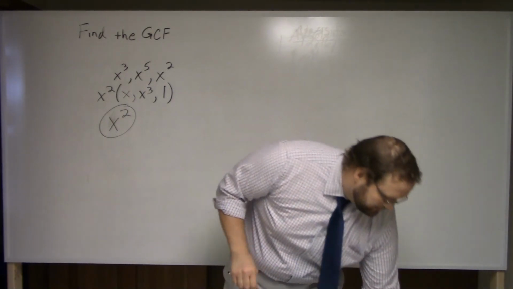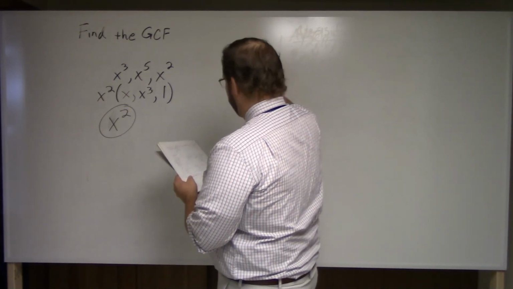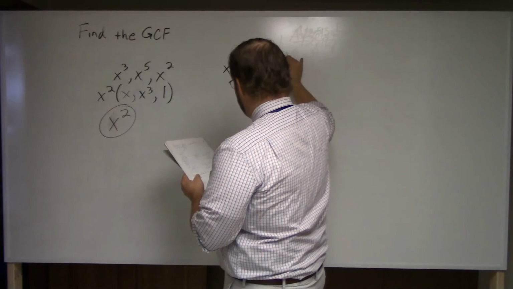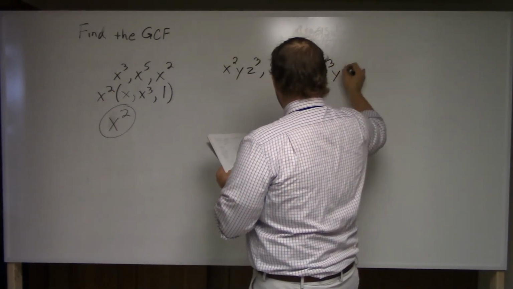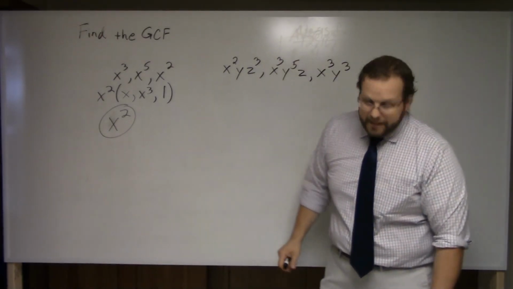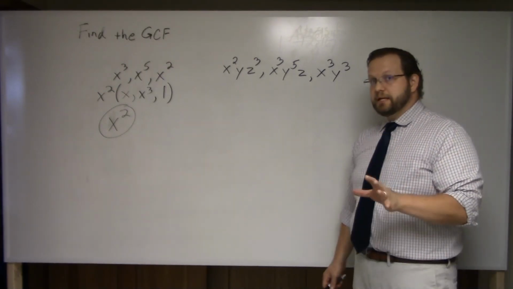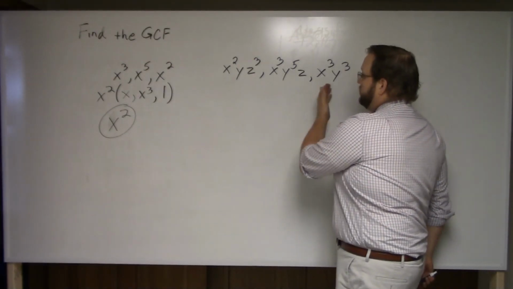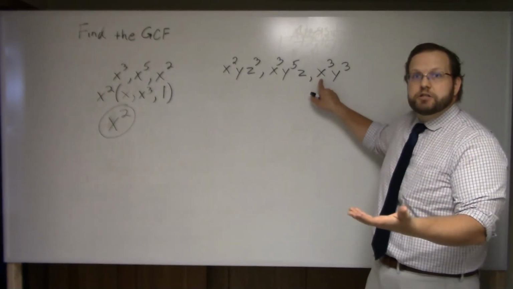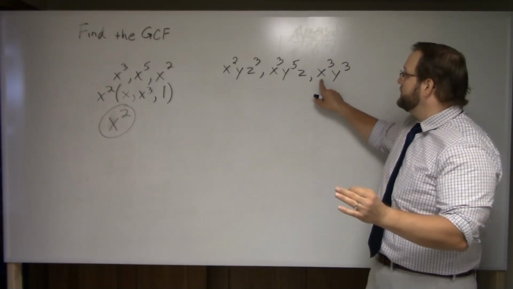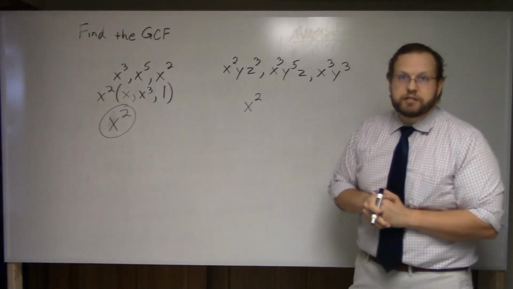Let's do one more like this. Let's say we have, we got that. Okay, now there's more than just one variable involved, but same idea. Notice we have 3 different terms, okay? They all have x's to give. So x is a GCF. The smallest exponent we see on an x is this 2. So that's part of my GCF.